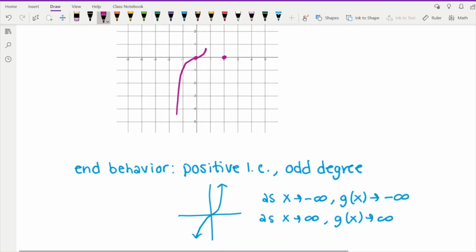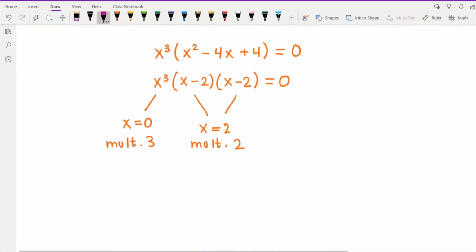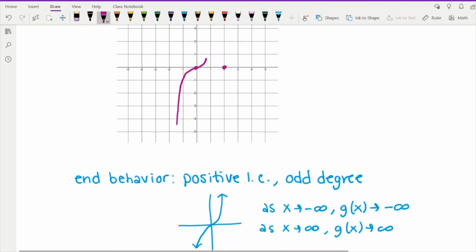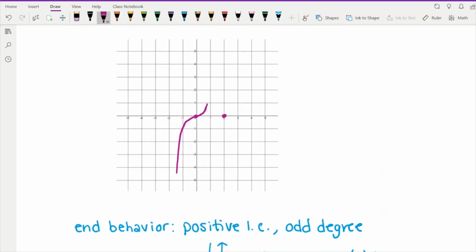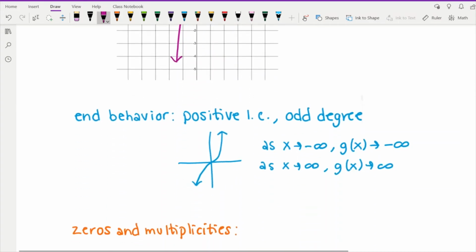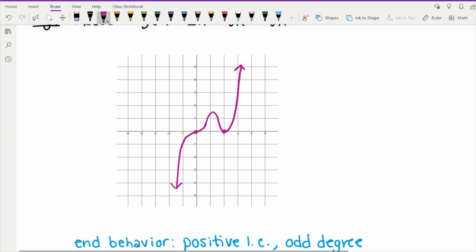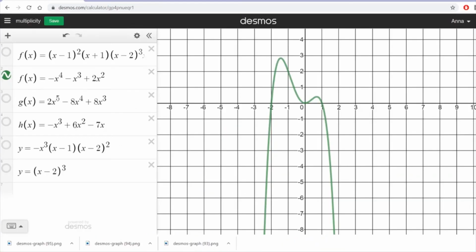And so what's supposed to happen at 2? Well, we know that 2 has multiplicity 2, and so that means that the graph is going to bounce off. And so the graph is going to come back, it's going to go up. We don't know exactly how much, but it's going to come back down, it's going to bounce off, and then it's going to head up, right? Because we want to make sure that our overall shape looks kind of like this. So let's see how we did.